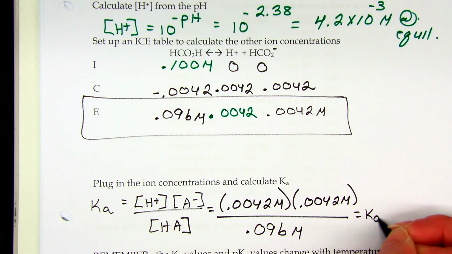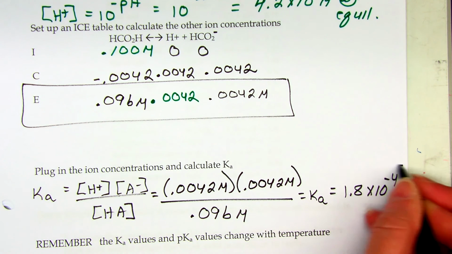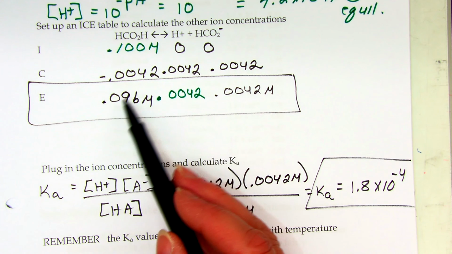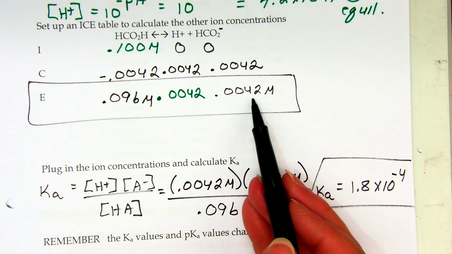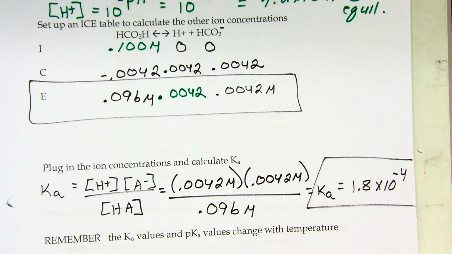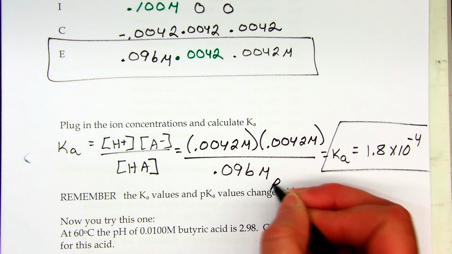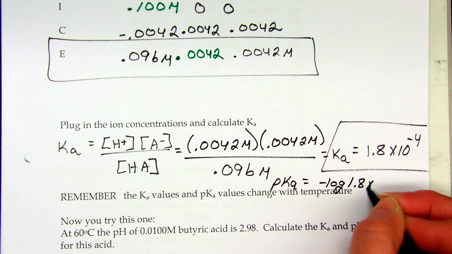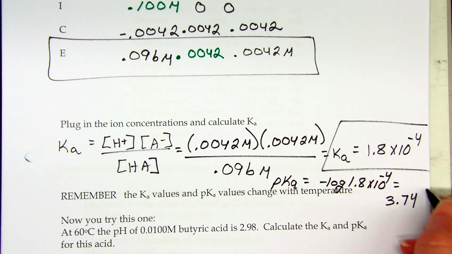That'll give us our Ka equal to 1.8 times 10 to the negative fourth. And that seems like a reasonable Ka for a weak acid. And if you look at this, it seems reasonable because we still have quite a bit of acid and relatively very little H plus and A minus, only a small amount dissociated. So now we know Ka. How do we find pKa? pKa is minus the log of 1.8 times 10 to the negative fourth. So that's equal to 3.74, our pKa.